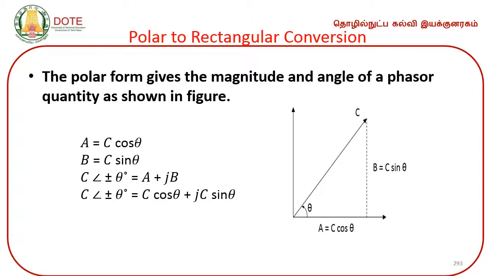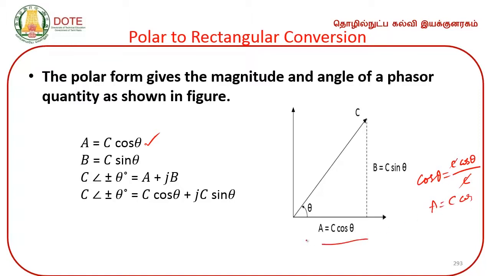A is equal to C cos theta. This can be arrived at from this triangle. So, cos theta is equal to the adjacent side A by the hypotenuse, which is C. So, C gets cancelled and A is equal to C cos theta.